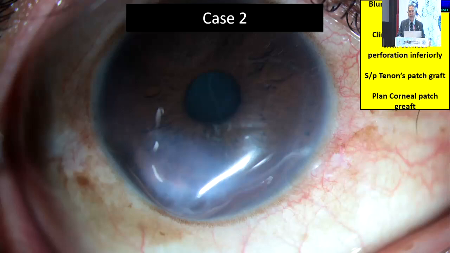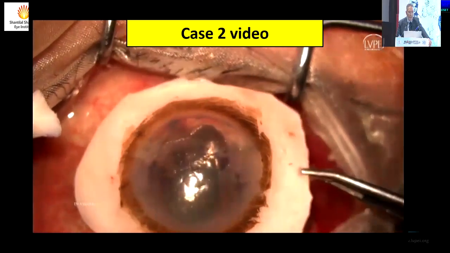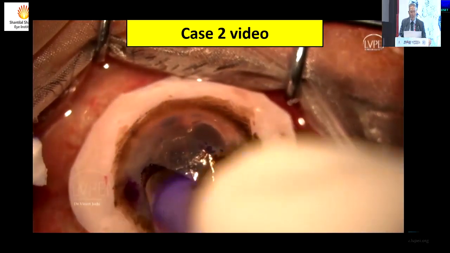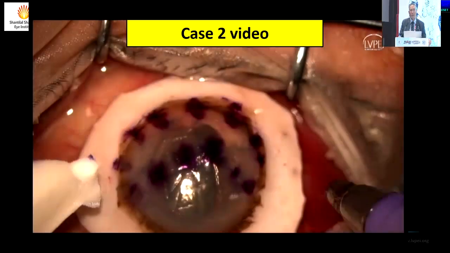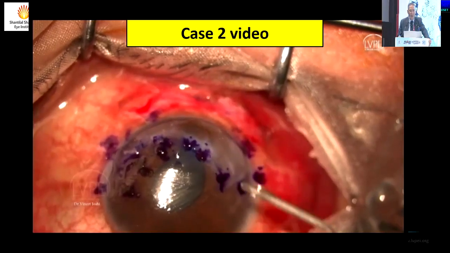So this was the second case, of blunt trauma, with a patient who had pre-existing pellucid marginal degeneration with a perforation inferiorly. The patient had already had a tenon patch graft, so there was nothing else to do except a corneal graft. So again, a whole cornea is being put there so that you can choose the size. Use an old marking pen so that you get nice big marks which will not erase.